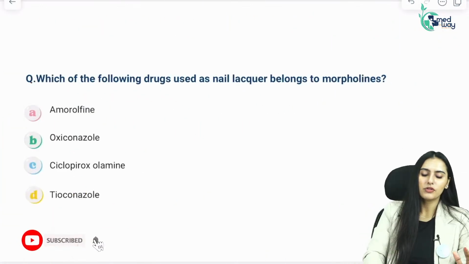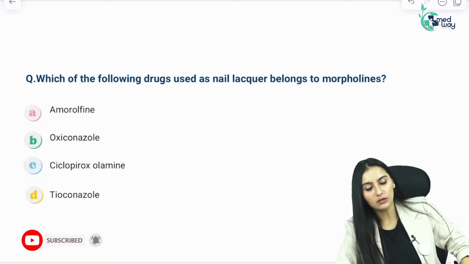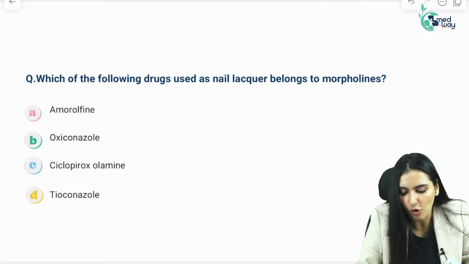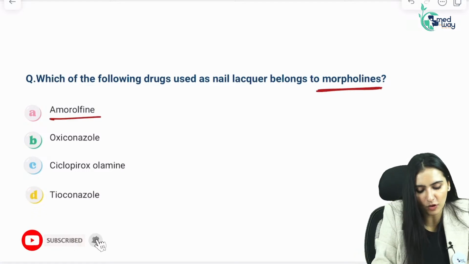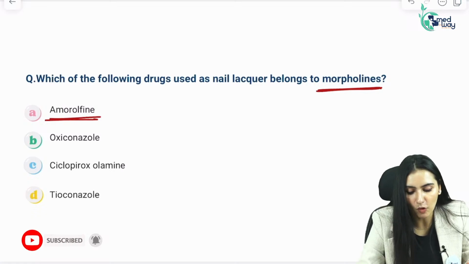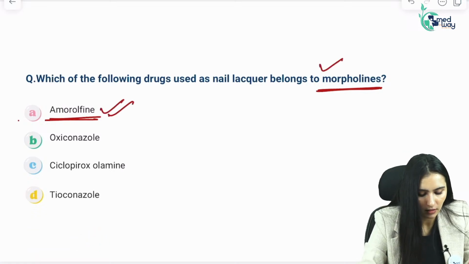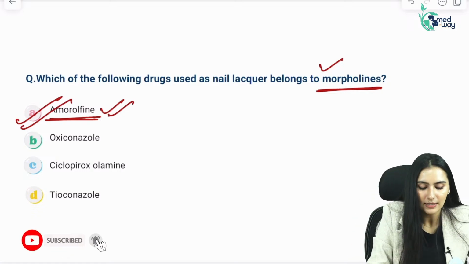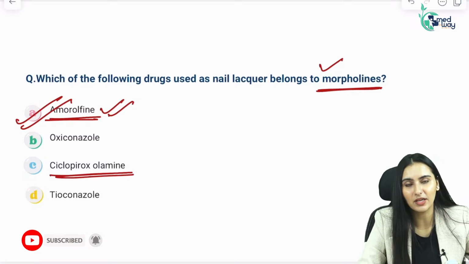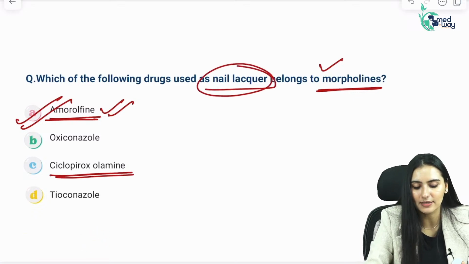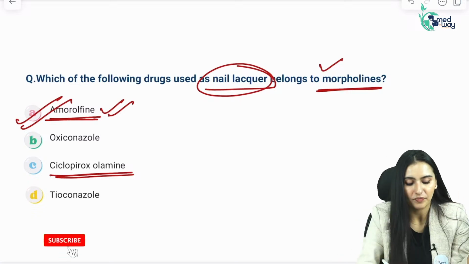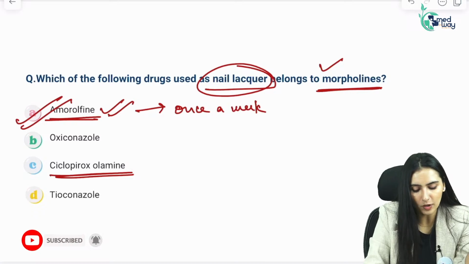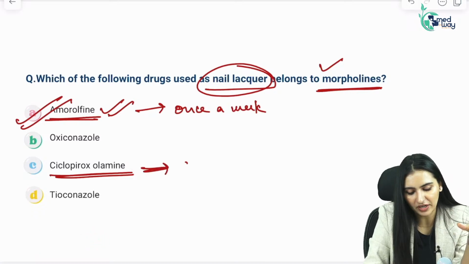Next question. Which of the following drugs used as a nail lacquer belongs to morpholines? It is so easy. What does it say? Morpholines. What rhymes with it? Amorolfine. So morpholines is the amorolfine class of drug. You can either use amorolfine or you can use ciclopirox olamine. These are the two drugs that we usually use as a nail lacquer in cases of fungal infection of the nails. Amorolfine you apply once a week, and ciclopirox olamine you basically apply every day.